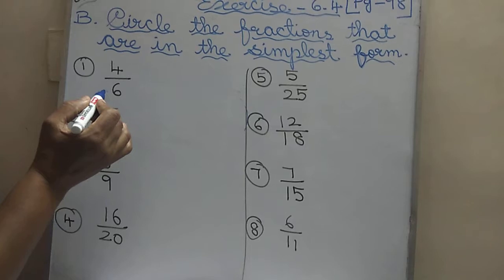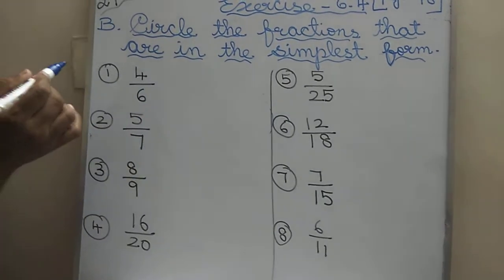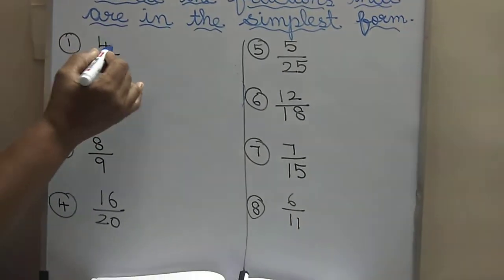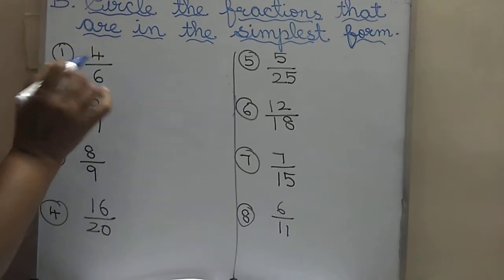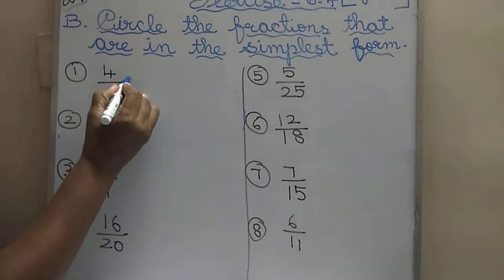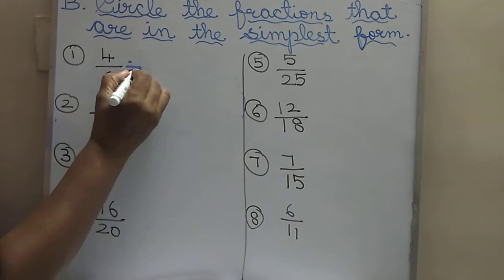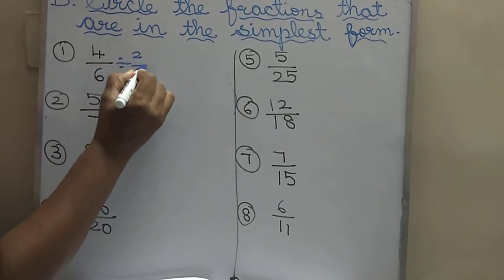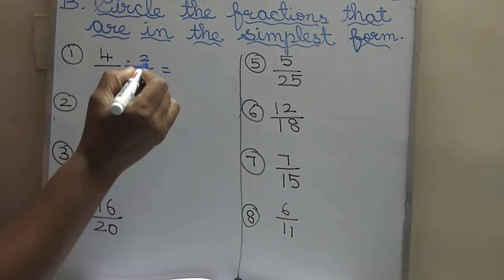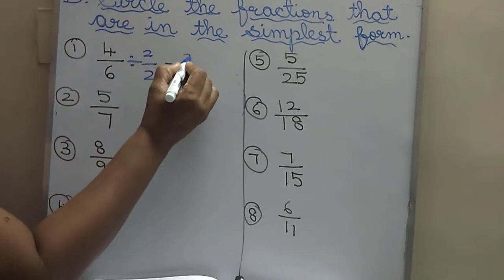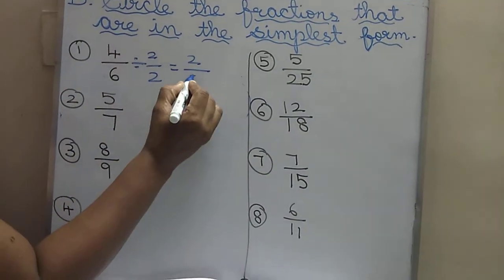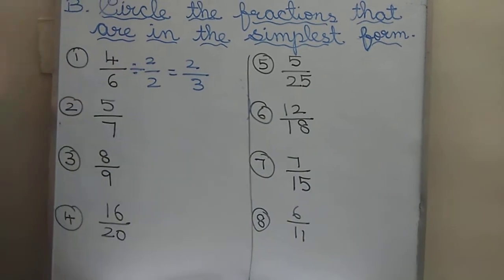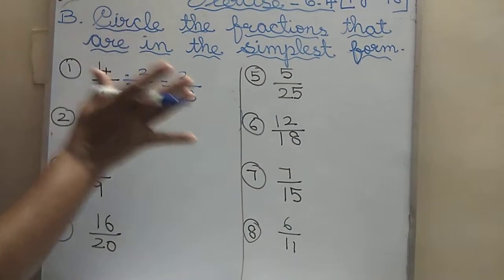4 by 6. So what can we do? See, we can divide it. It's not the simplest form because you can divide it in the 2 table, isn't it, children? 2 by 2. So what answer do we get? 2 2s are 4 and 3 2s are 6. So this is not the simplest form. You have to write like this and leave it.